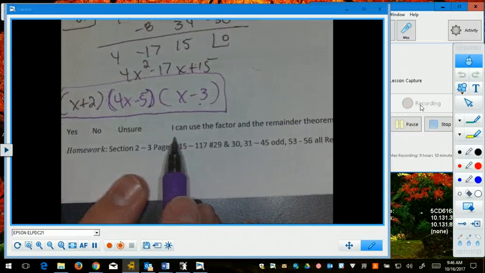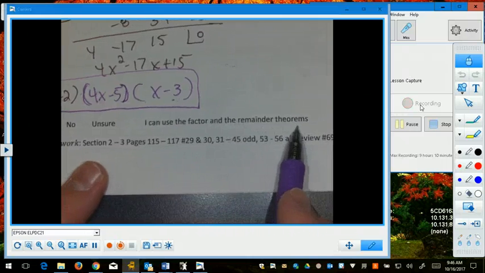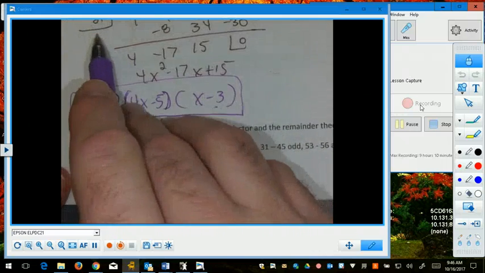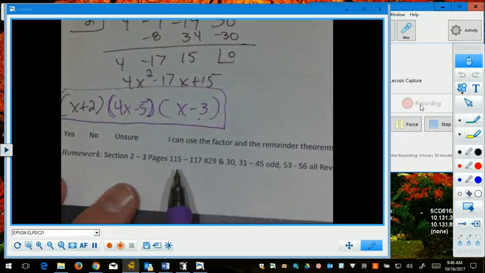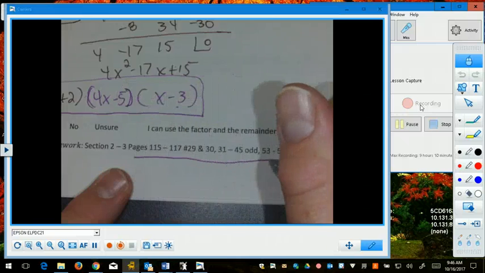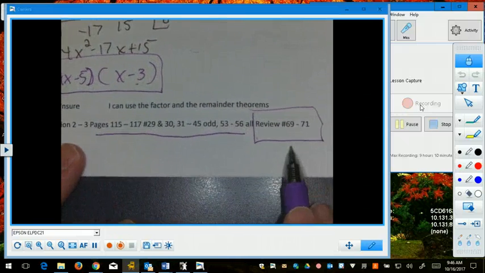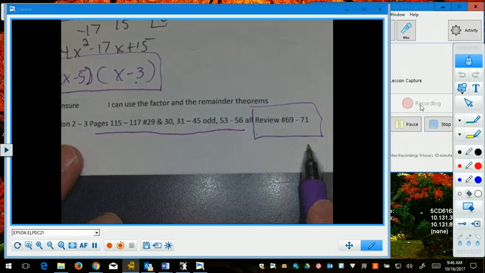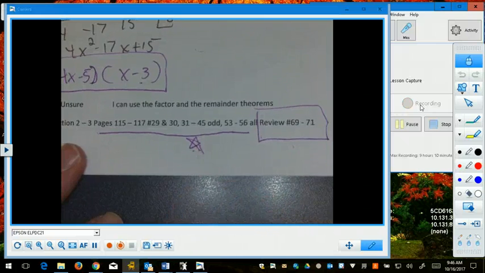At this point, you're asking for the learning target, can I use the factor theorem and remainder theorems? So can you divide them out, determine if it's a factor, can you factor what's left? The assignment is down here. The review assignment will help you, but it's the same review as Friday, so if you already did them, you did them. But this is the required part for reassessment purposes.